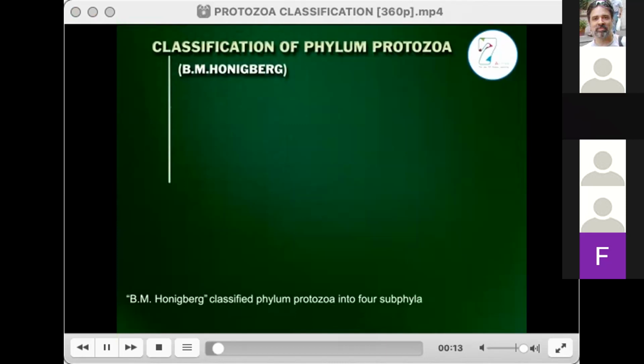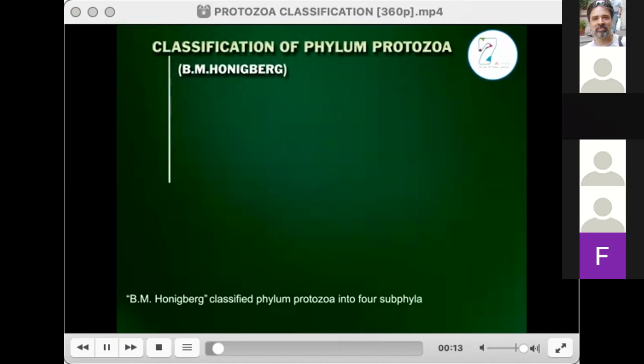Subphylum Sarcomastigophora. Locomotory organs are pseudopodia or flagella. It is divided into 3 superclasses: 1. Superclass Mastigophora, 2. Superclass Opalinata, 3. Superclass Sarcodina.